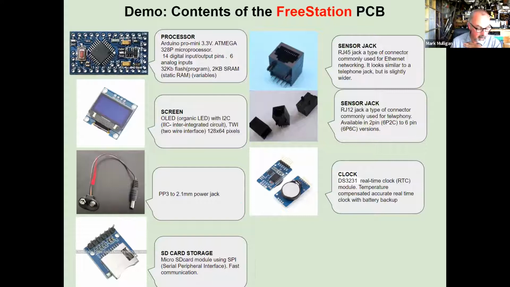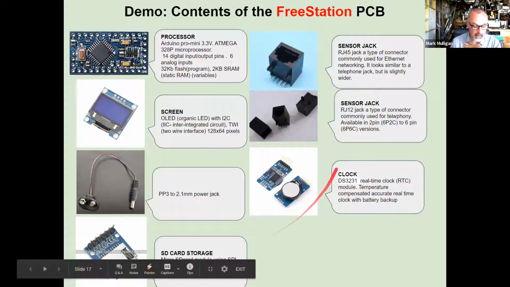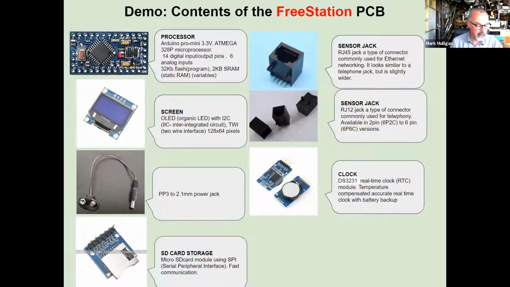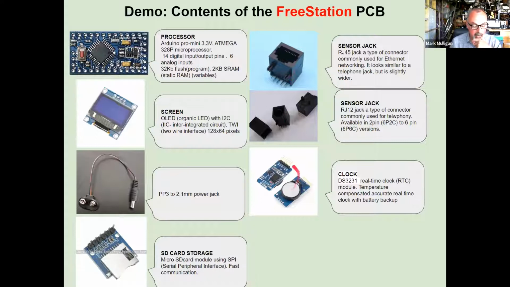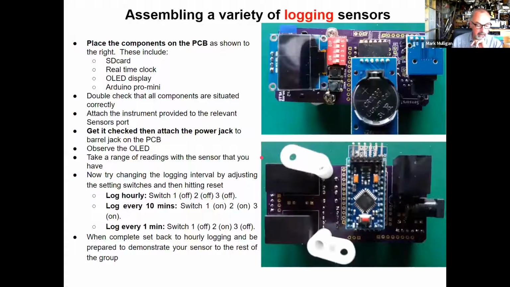And the components that are involved are just these for the Arduino version, right? The Arduino itself, the OLED, battery connection, SD card holder with SD card, a couple of jacks, which are how we connect the sensors in, and your real-time clock, right? No measurement is useful unless you know where it was taken and when it was taken, as well as the measurement value. And that's why you have to have a clock and you have to know where it was taken.